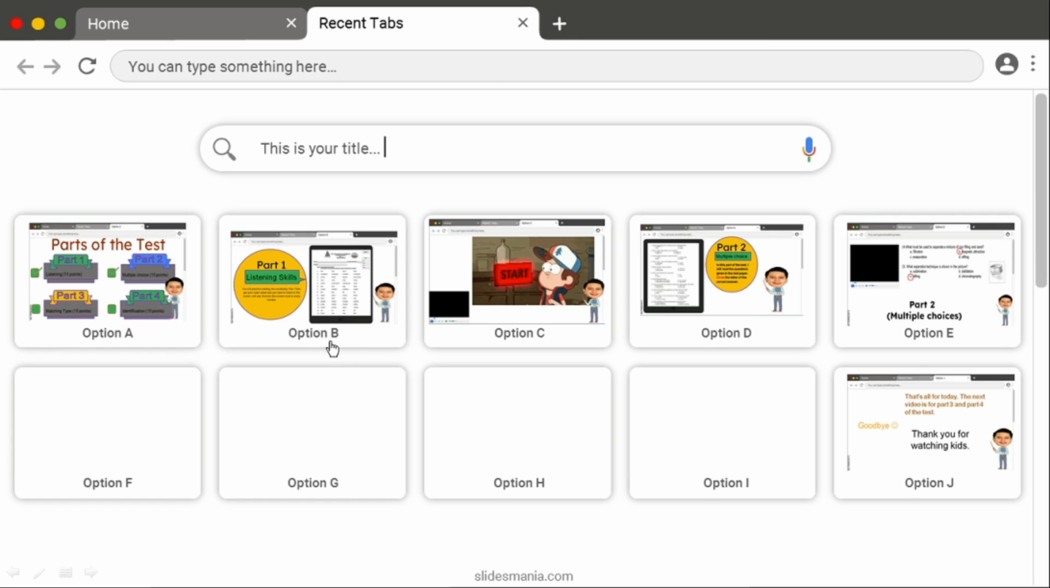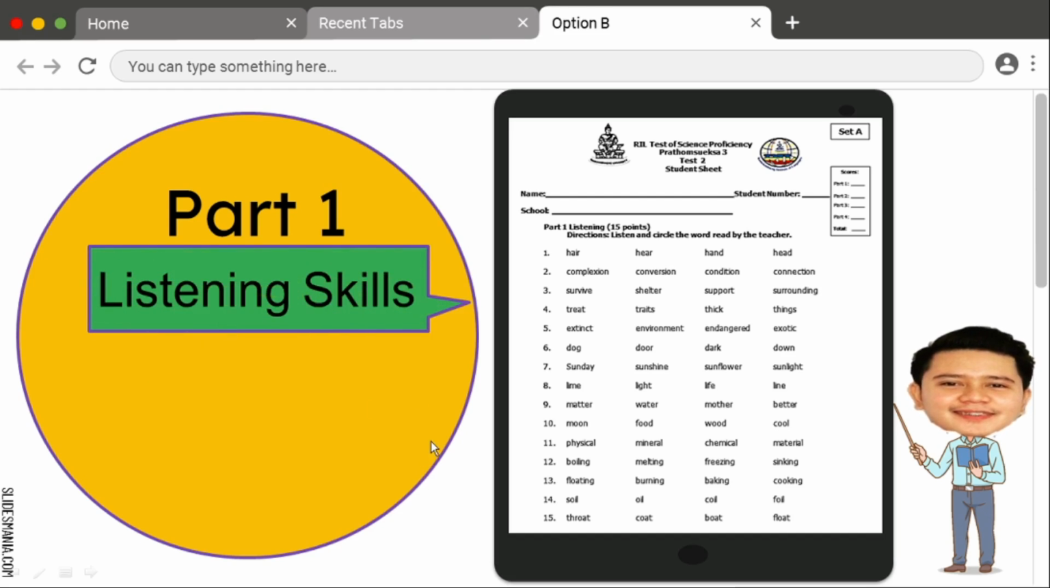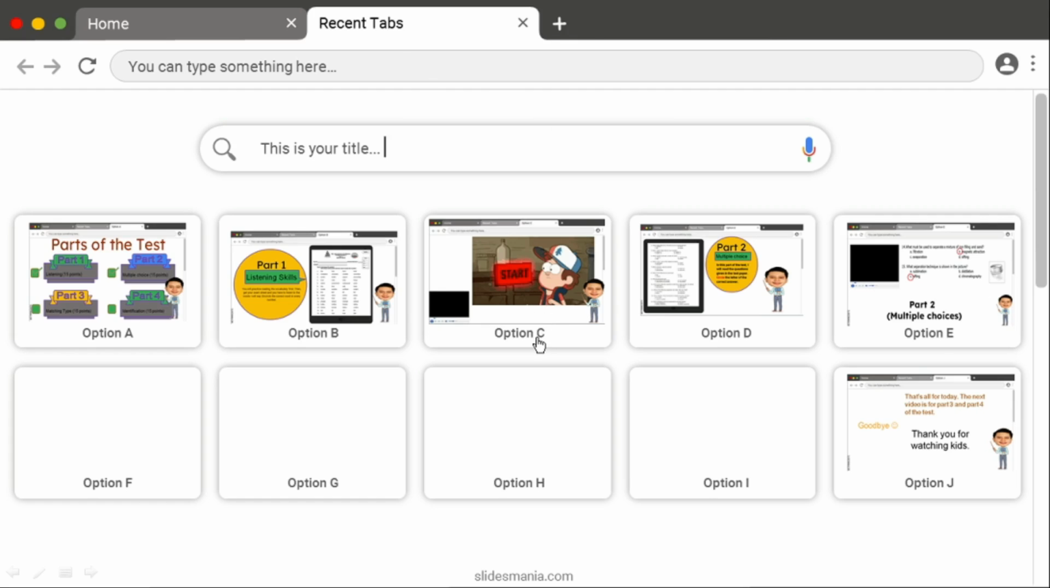So let's start with part 1. For part 1, we have the listening skills or listening test. You will practice reading the vocabulary first, then get your exam sheet. This is the exam sheet, and you have to listen to the words I say. All you need to do is to circle the correct word in every number. For example, if I say hand, you will circle hand. If I say condition, you will circle condition. Okay? Clear? So let's start.